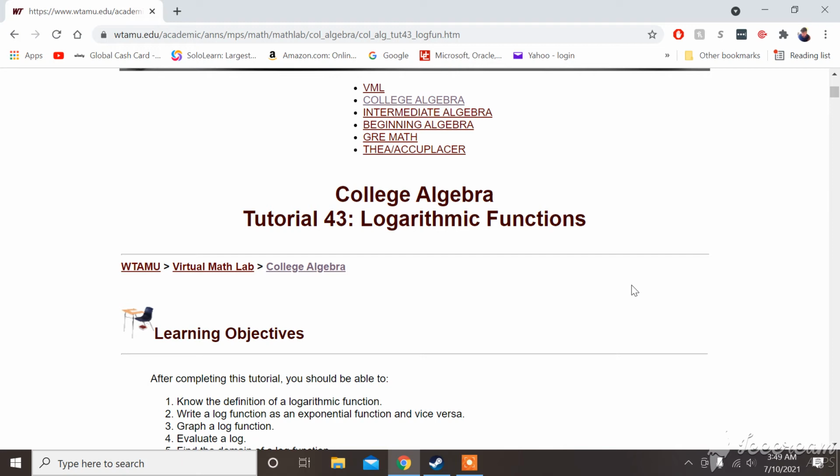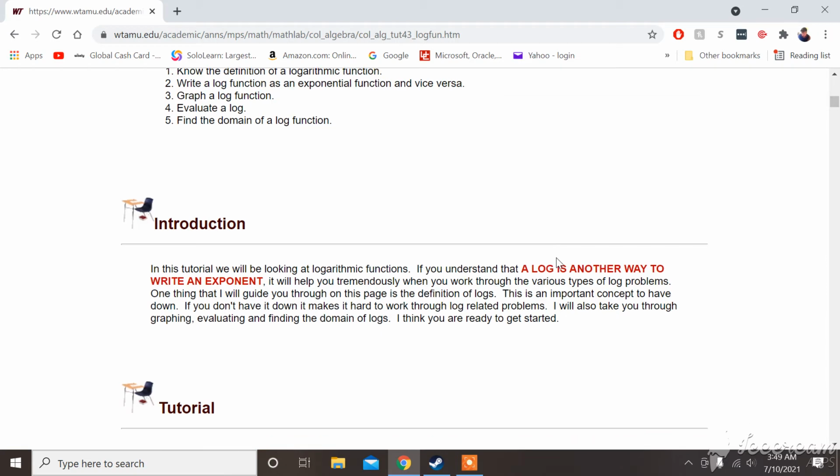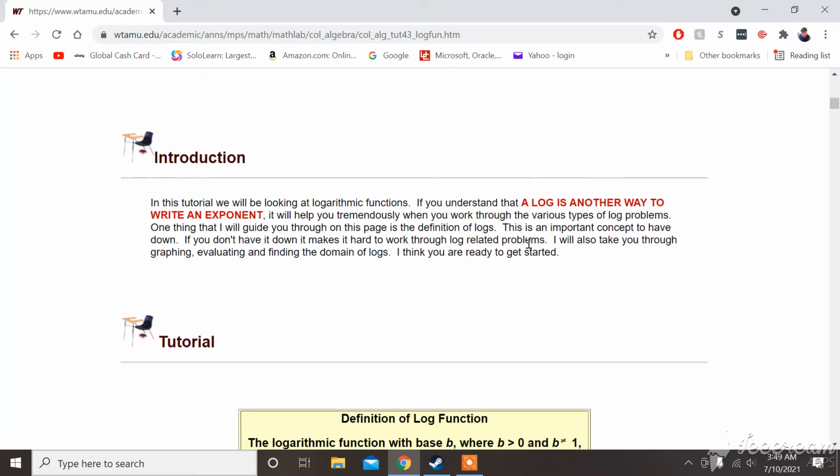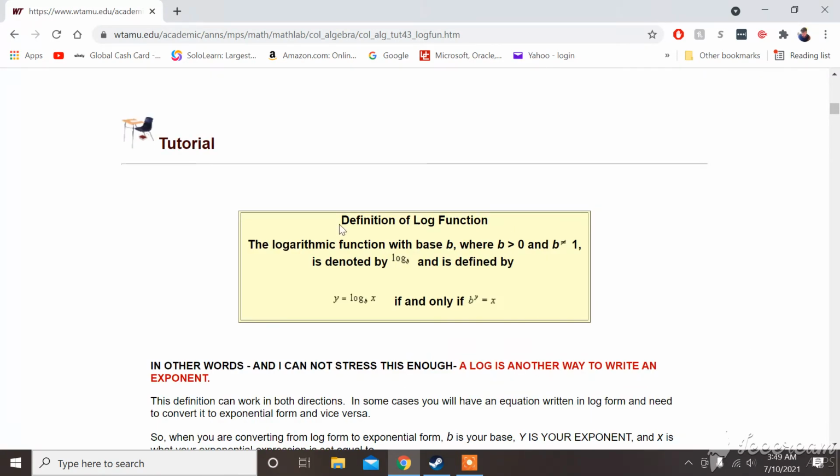Okay, logarithmic functions. This is a bit out of order, but I wanted to record this because it's kind of hard to remember. Okay, let's just read this.